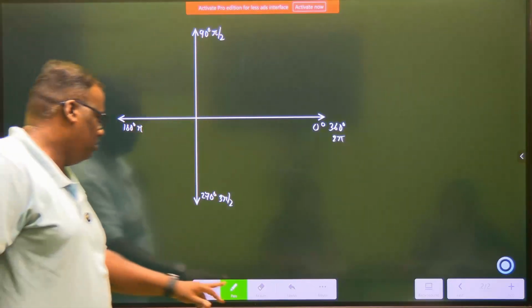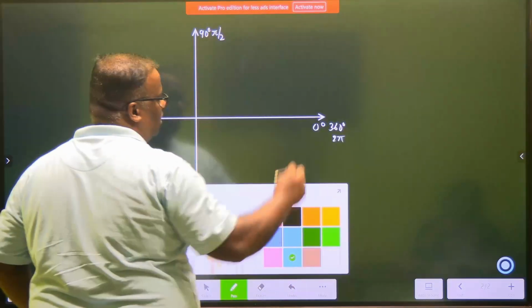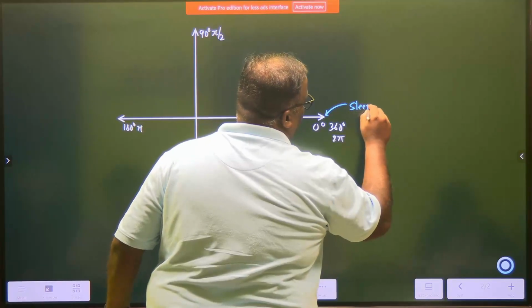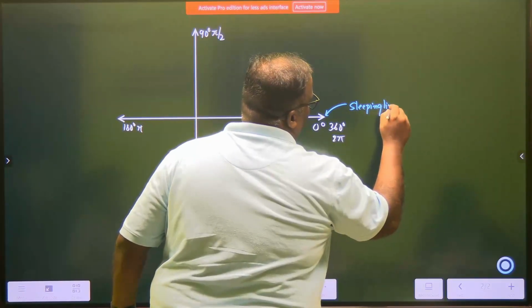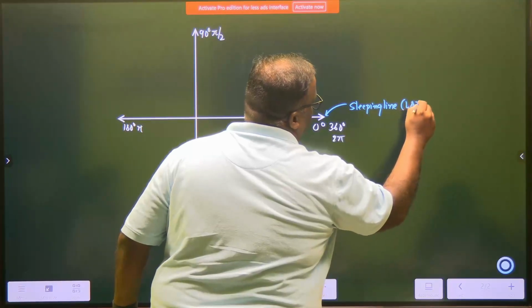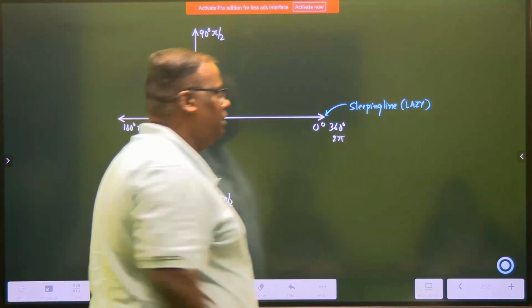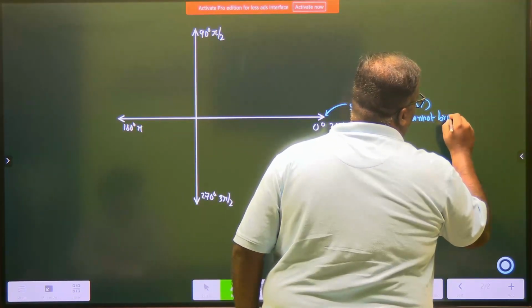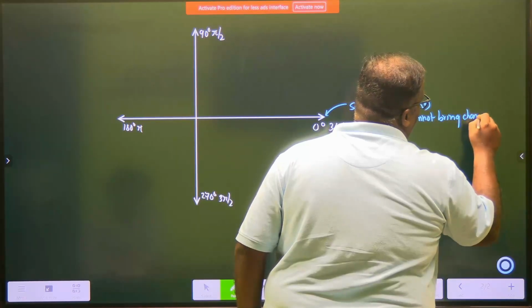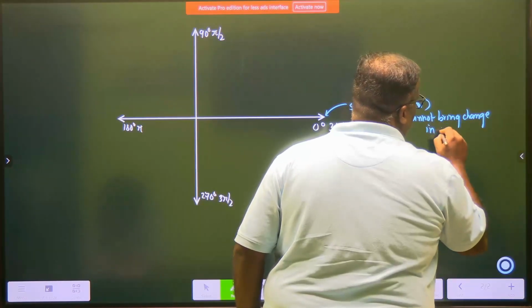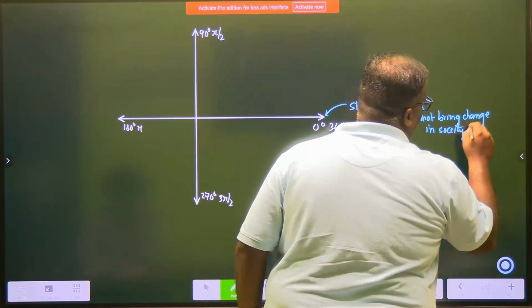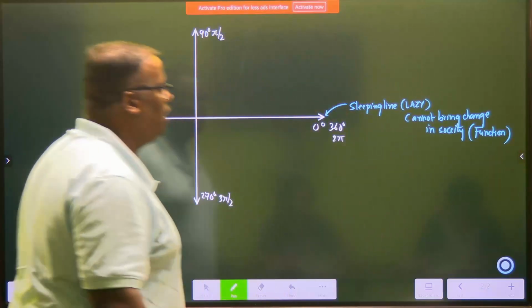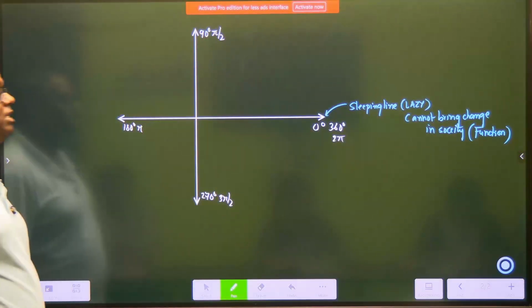Right? Now, some desi names you have to remember. This is known as the sleeping line. Sleeping line is a lazy line. Remember like that. A lazy person cannot bring change in society. Society for your case would be function. This is a sleeping line. A sleeping line is a lazy line. Lazy line cannot bring any change in society.